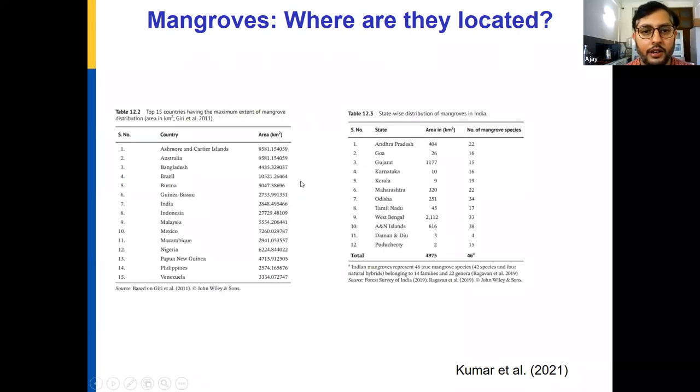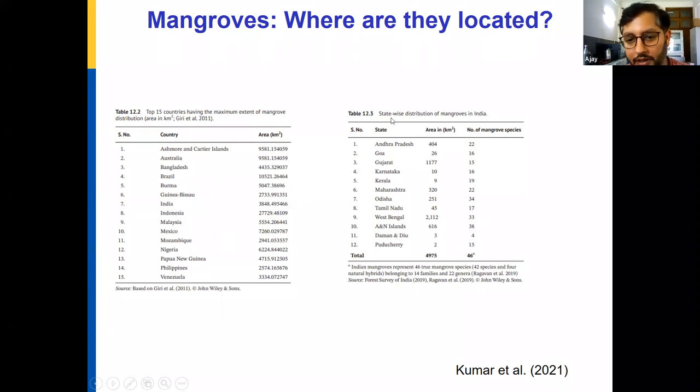And then if you take how much area they occupy in different countries and in India. These are the top 15 countries in which these mangroves are found. In these countries, like Ashmore and Cartier Islands, Australia, Bangladesh, Brazil, Burma, Guinea-Bissau, India, Indonesia, Malaysia, Mexico, and so on, the maximum of these mangroves are found.